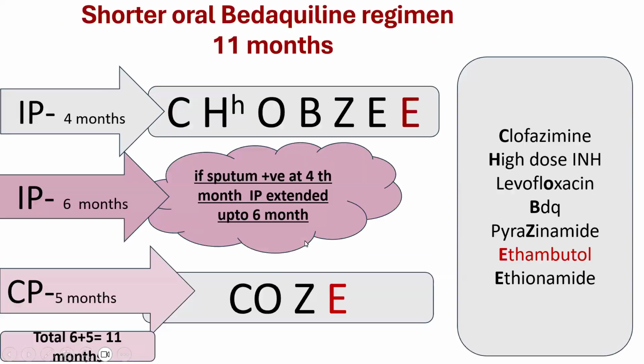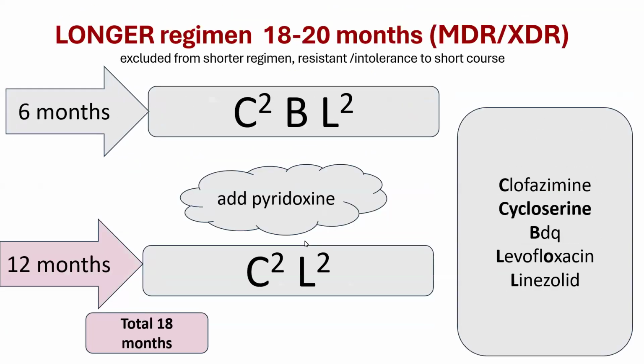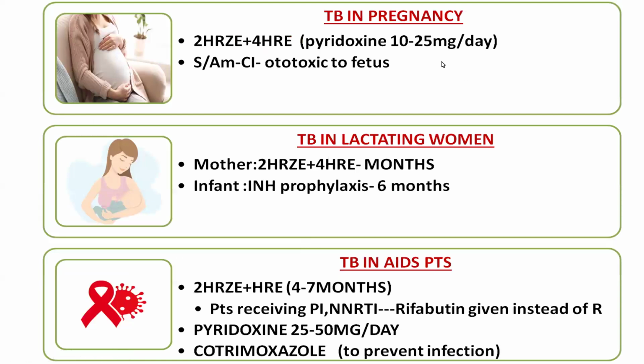This shorter and longer regimen is very important. Okay, remember this. And coming to TB in pregnancy, same 2 HRZE, 4 HR. And you have to give pyridoxine prophylaxis. Lactating woman also same thing, but if the breastfeeding mother is positive, you have to give INH prophylaxis for the infant for 6 months.